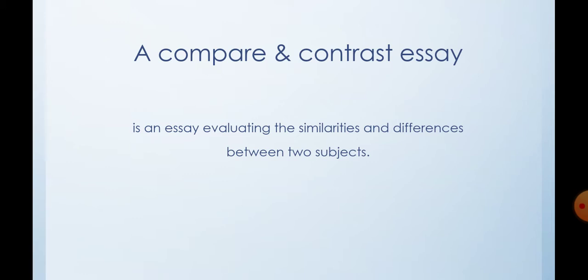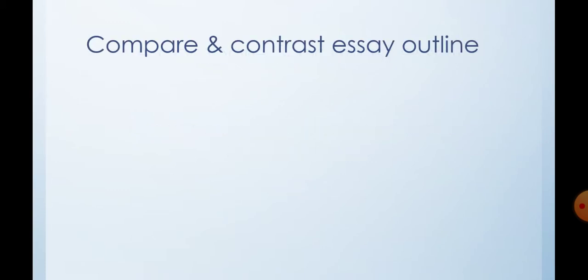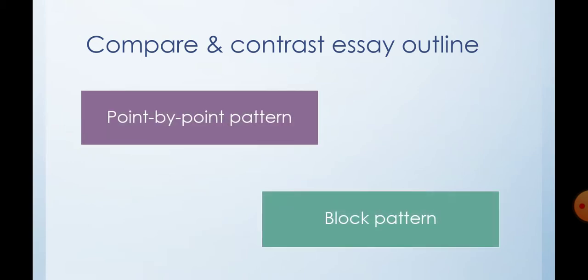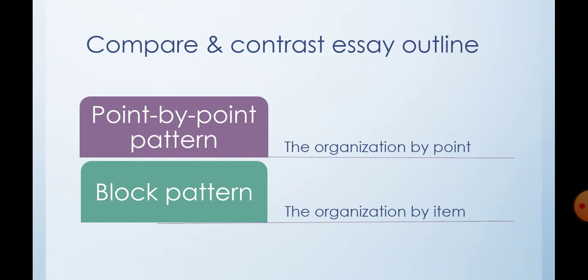From last week's video, we can summarize that there are two commonly used organizational patterns of a compare and contrast paper: point-by-point pattern and block pattern. How to know which one to use? Point-by-point pattern follows the principle of organization by criteria or points, whereas the block pattern is organization by items.